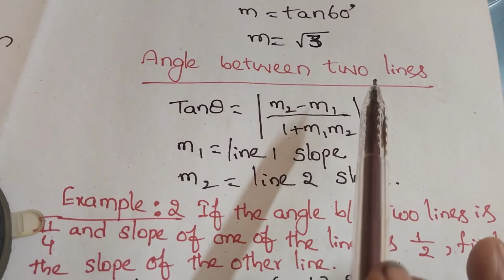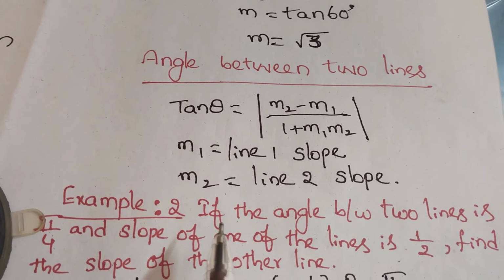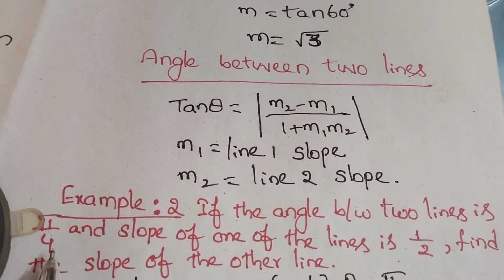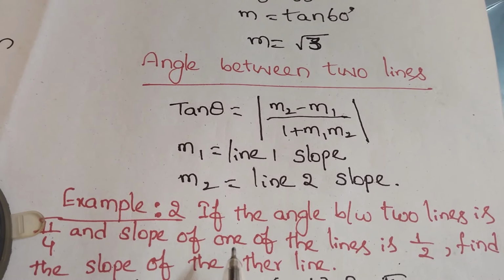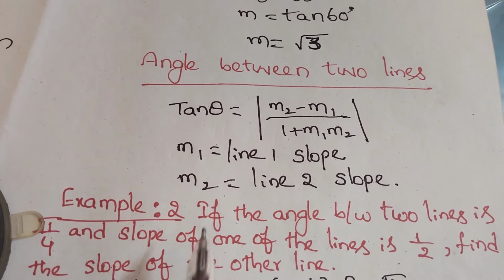Based on this concept, we solve example 2. The question is, if the angle between two lines is pi by 4 and slope of one of the lines is 1 by 2, find the slope of the other line. First we discuss the question.